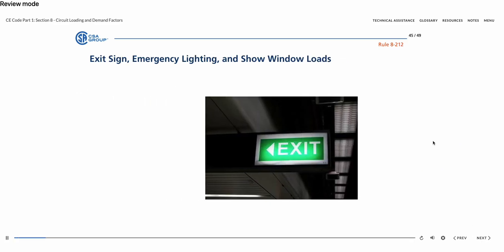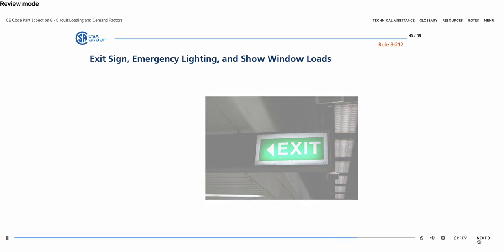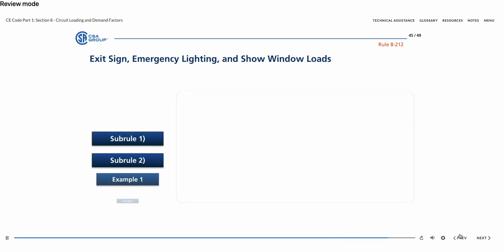Calculating the load for feeders is not just limited to the overall building needs. Specific equipment within the building is also addressed. Rule 8-212 covers specific types of lighting, such as exit signs, emergency lighting, and show window loads. This type of lighting is not confined to one location within a building, thereby making the method of calculating load for feeders per specific area not always practical.